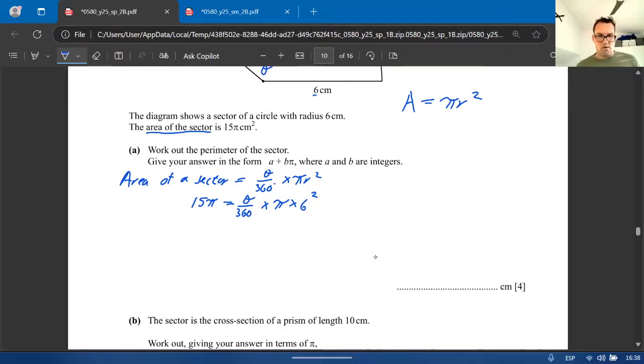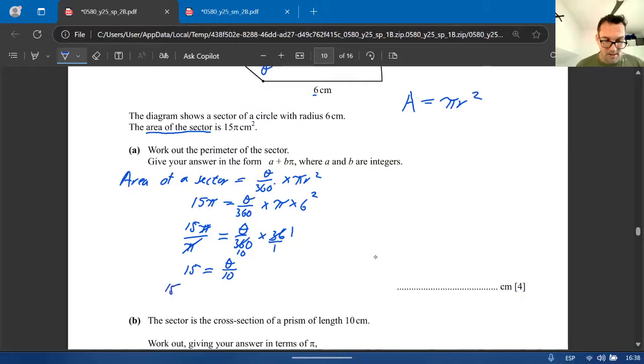Well, immediately I can see if I divide by pi over there, the pi's will cancel out. We'll be left with 15 equals theta over 360 times 6 squared, 36. Before I go crazy dividing 36 on the other side, we put this over 1 and cancel the fractions. Divide this by 36, that makes it 1. Divide this by 36, that makes it 10. So that gives us 15 equals theta over 10.